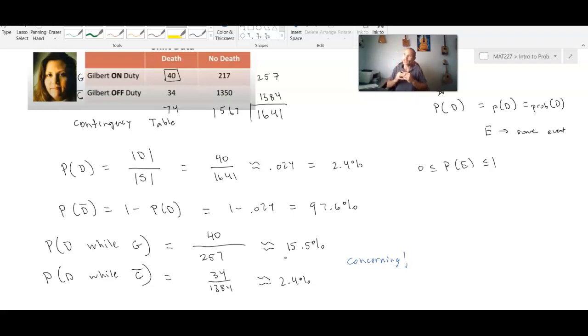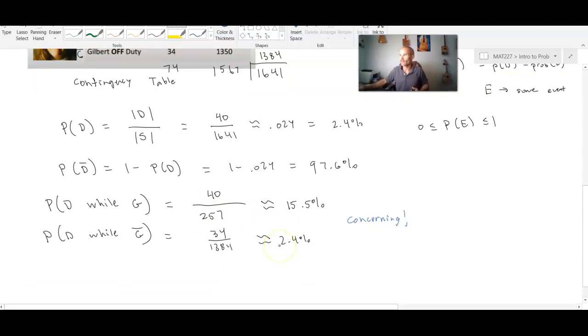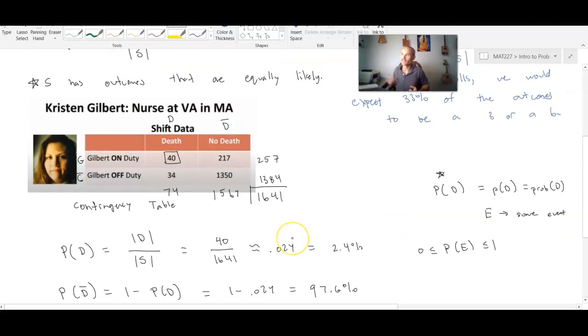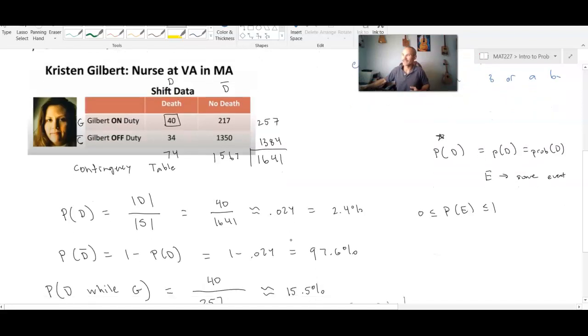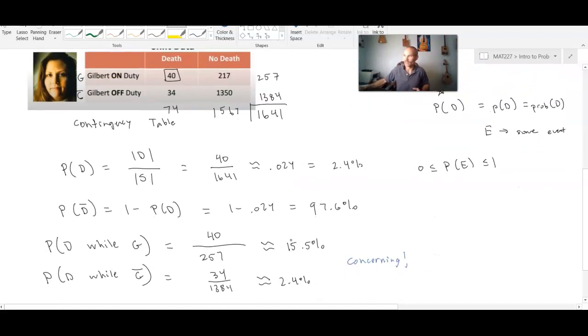That's just to illustrate that probability is very, very useful. This by itself would not hold up in court because there would need to be more details. We can't necessarily assume that there was foul play, but if you go look up Kristen Gilbert, I'll let you do that. She was actually convicted. It turned out that she was doing something she shouldn't have been doing.